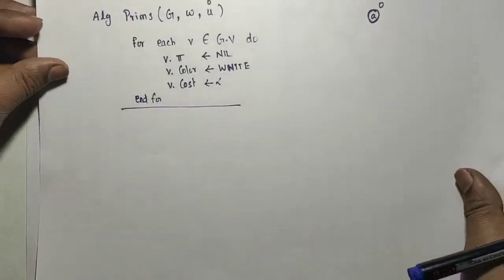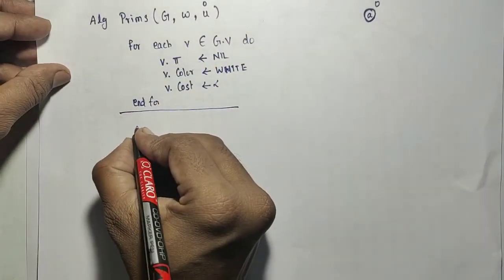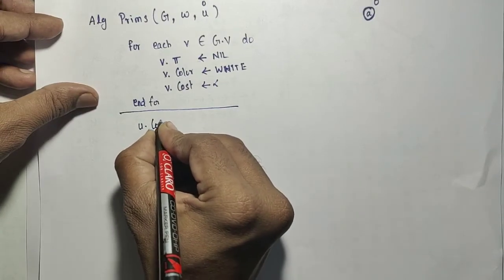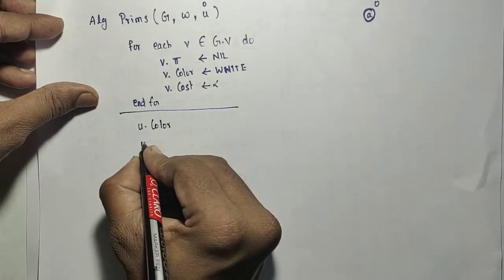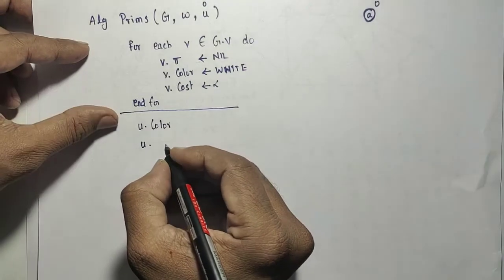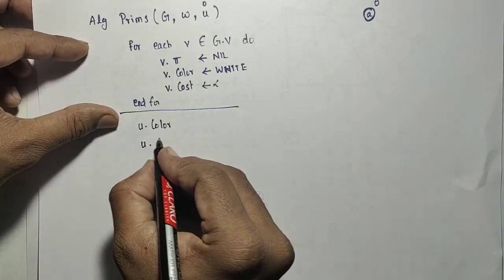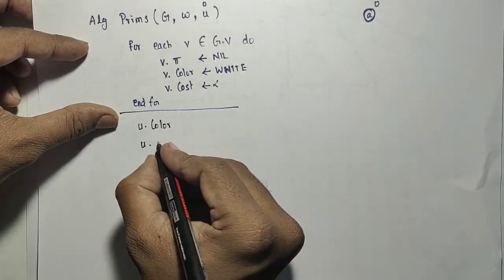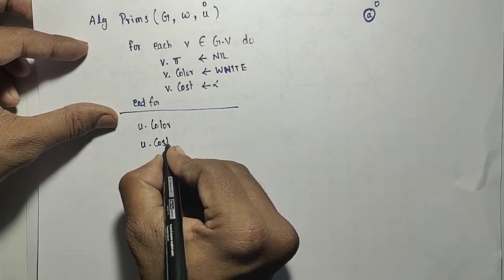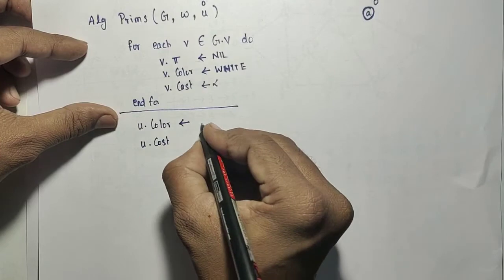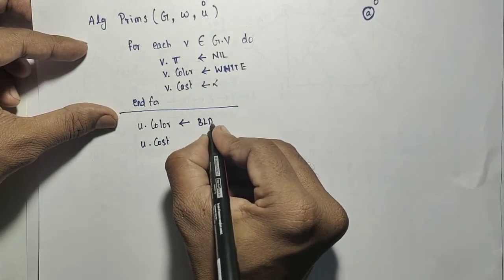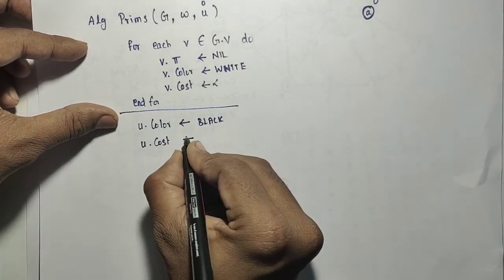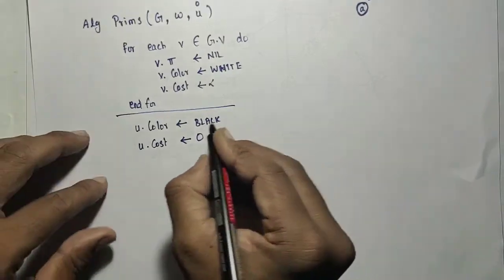We need to write the corresponding step: u dot color and u dot parent need to be checked, color and cost need to be changed. Color will be changed to black. The cost will be updated with 0.